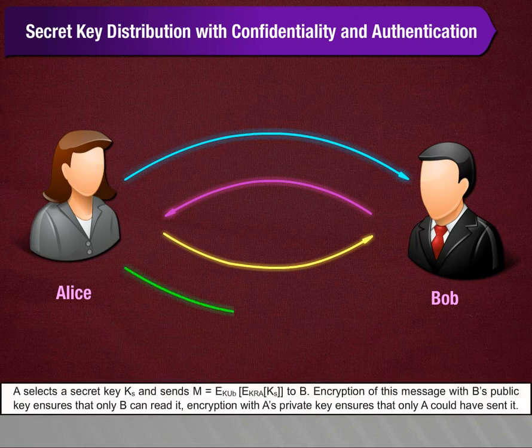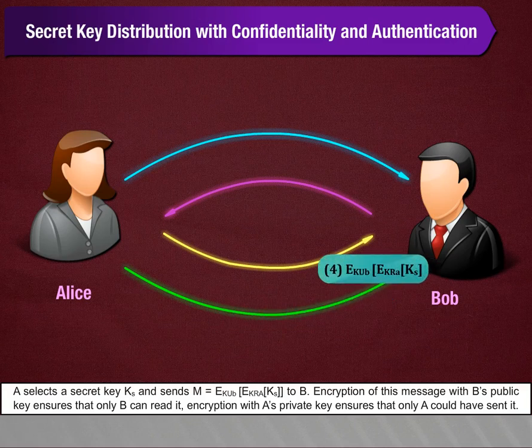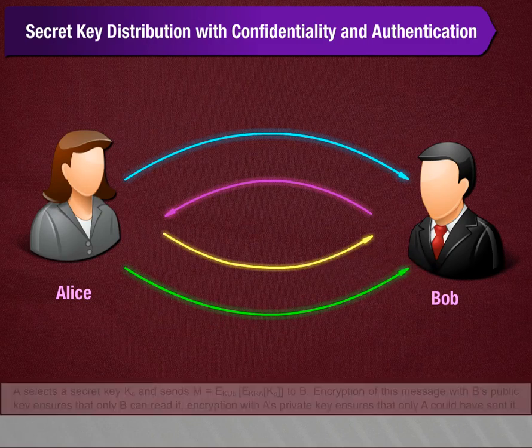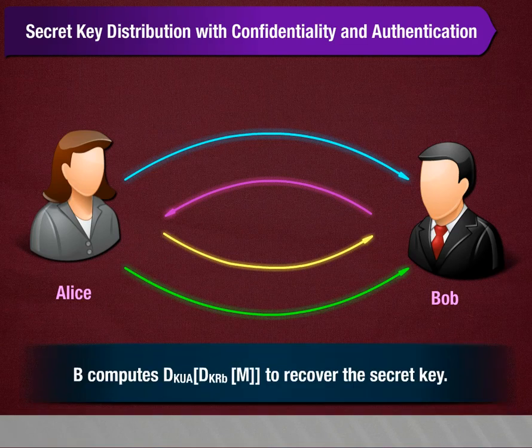A selects a secret key KS and sends M equal to E_KUB of E_KRA of KS to B. Encryption of this message with B's public key ensures that only B can read it. Encryption with A's private key ensures that only A could have sent it. B computes D_KUA of D_KRB of M to recover the secret key.